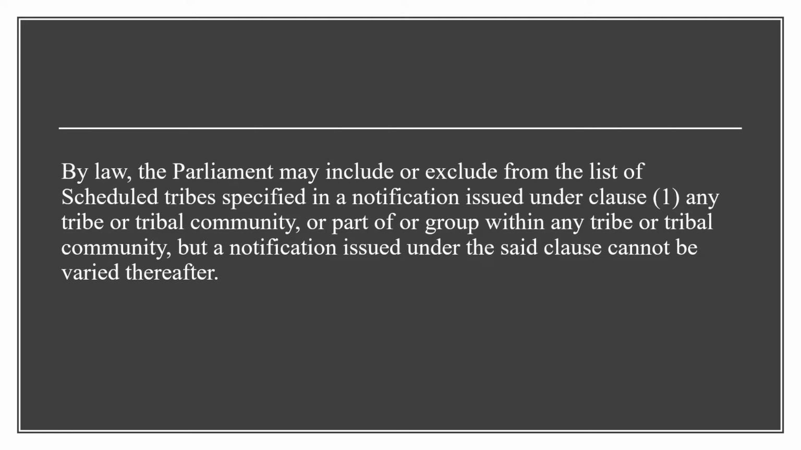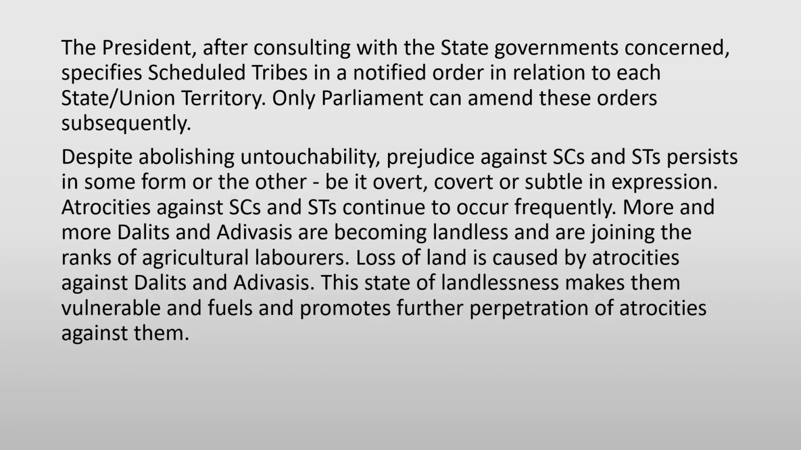By law, the Parliament may include or exclude from the list of scheduled tribes specified in a notification issued under Clause 1 any tribe or tribal community or part of or group within any tribe or tribal community, but a notification issued under the said clause cannot be varied thereafter. The President, after consulting with the state governments concerned, specifies scheduled tribes in a notified order in relation to each state or union territory. Only Parliament can amend these orders subsequently.